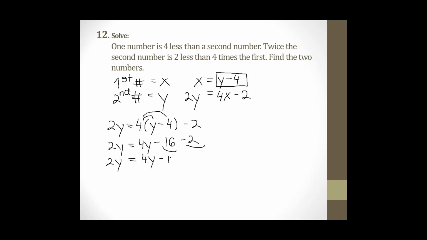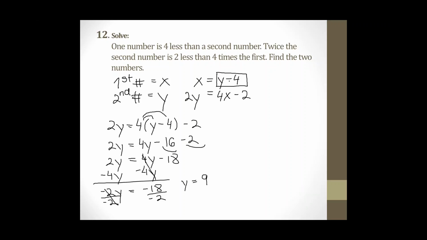Okay, now we can combine those two numbers. 4y minus 18. We're solving for y, so let's bring this over to the other side by subtracting 4y from both sides. That gives me negative 2y is equal to negative 18. Dividing by negative 2 on both sides, so y equals positive 9. We found the y value.